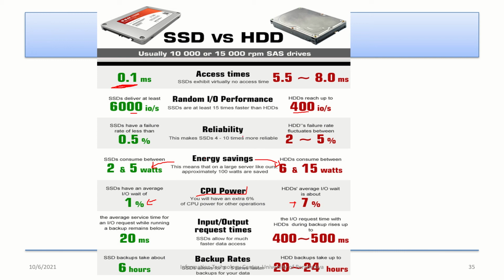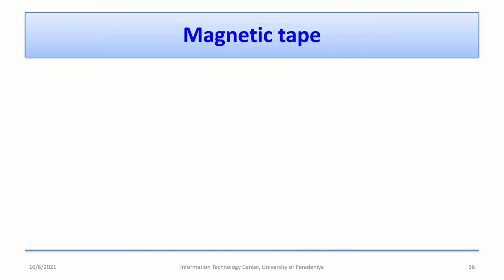Then the reliability, the input output request time, and the backup rates. So we can compare these parameters in SSD and hard disk drive. Okay, that's about the comparison between SSD versus hard disk drive. And the next one is magnetic tape.